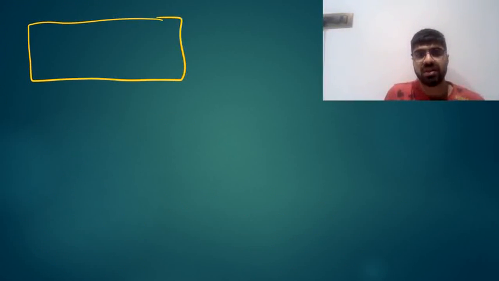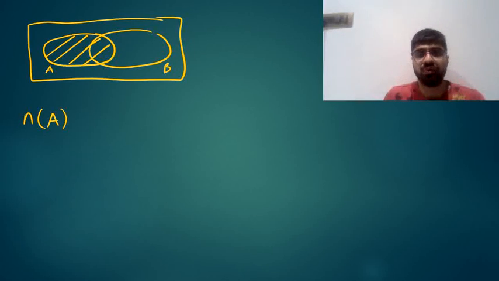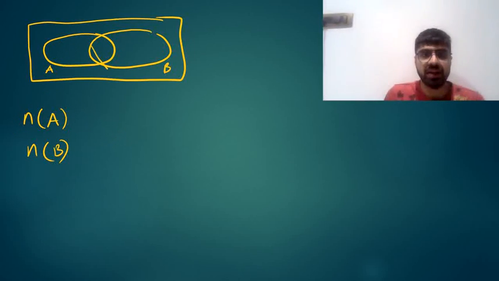For all those who are willing to know how this formula has come into the picture, here's the explanation. Say for example, I'm making a Venn diagram with one of the sets being A and the other set being B. N of A represents the number of elements in the set A, or I can say that N of A represents this entire region, the circle that I have drawn for the set A. Similarly, N of B will represent the entire set B, which is the circle that I have drawn for B.